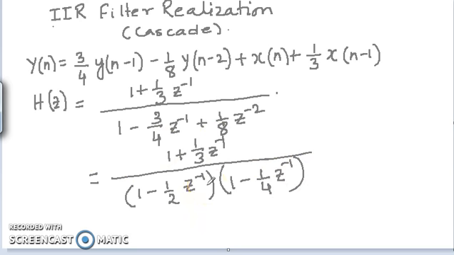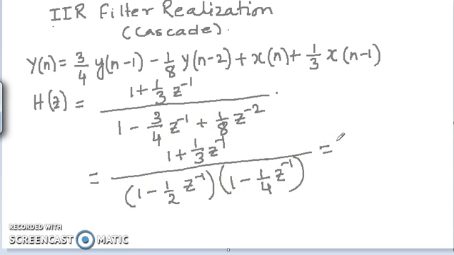Now, as it is given that you please use the cascaded realization, you have to take one of them as H1 and another as H2. So it is up to you the way you want to realize. It is a design, so you can choose your design part. Here I am taking H1 and H2, breaking this expression into two forms, H1 and H2.